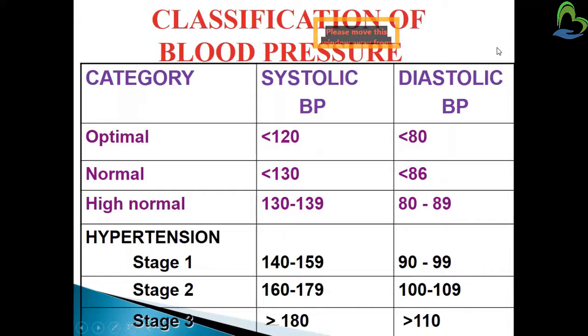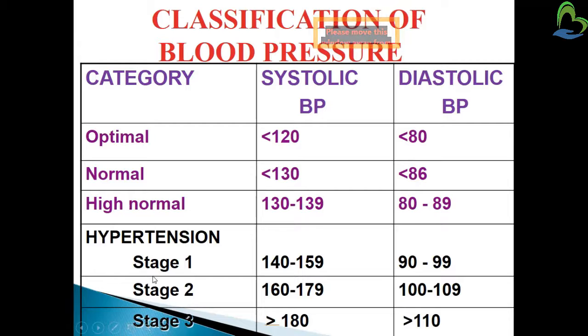Classification of blood pressure. We have categorized it into various forms depending on the range of the blood pressure. First is optimal blood pressure, where systolic is lesser than 120 and diastolic, the lower limit of the blood pressure, is lesser than 80. Normal is systolic lesser than 130 and diastolic lesser than 86. High normal range is 130 to 139, and diastolic is 80 to 89.